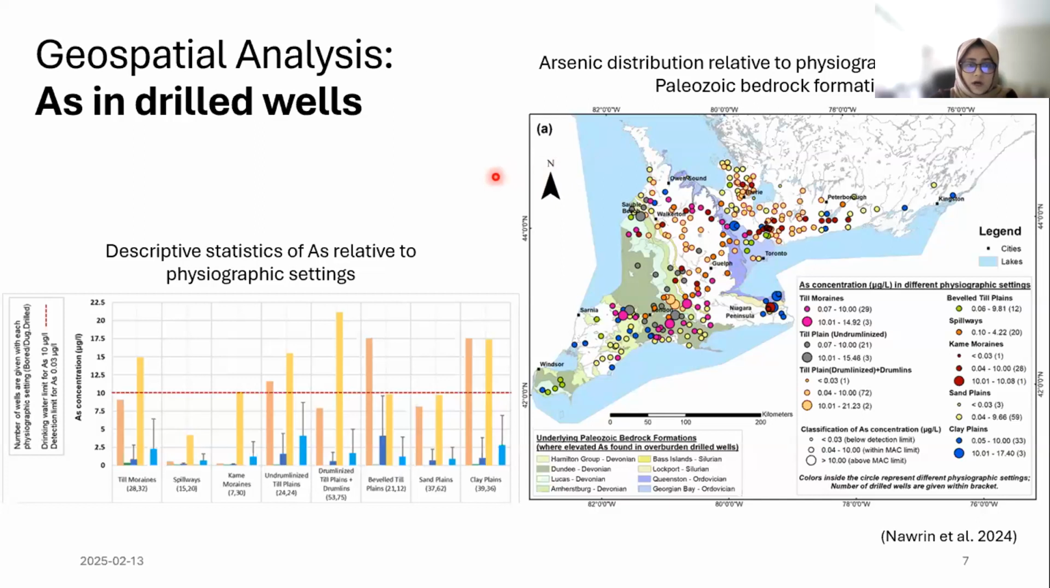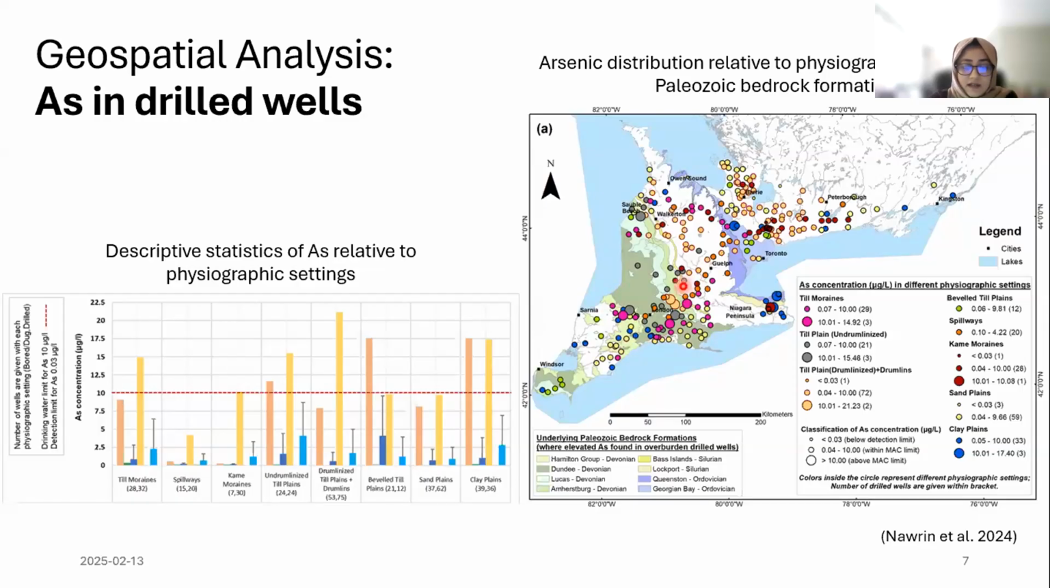So here the graphs of descriptive statistics of concentration, that is maximum, minimum, mean, standard deviation, and geospatial maps of arsenic and fluoride in bored or dug and drilled wells relative to a defined physiographic setting are shown in this slide and will be shown in the next 3 slides. Here the maximum arsenic concentrations are indicated by the yellow bars in the graph, and the elevated arsenic above the maximum allowable concentration, that is MAC limit, which is 10 micrograms per liter for arsenic, are presented by the big circles in the map.